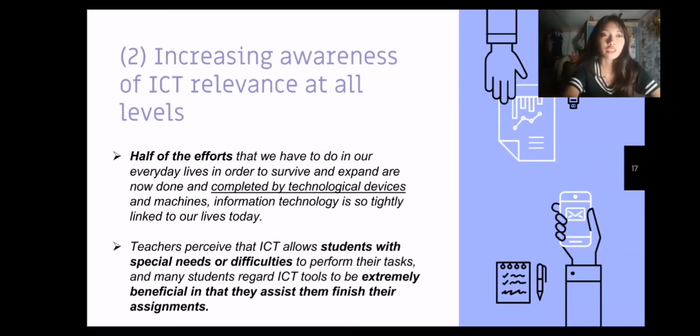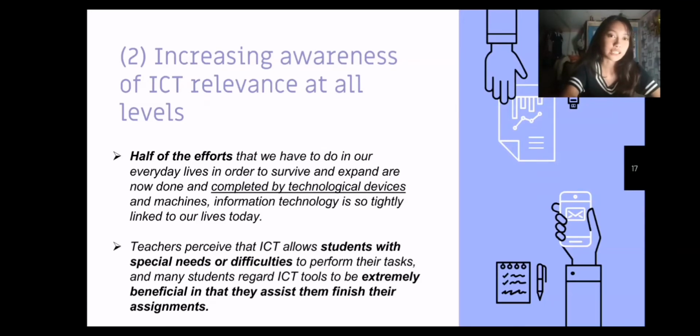Half of the effort, as we all know, half of our efforts that we do in our daily lives in order to survive are completely done by technological devices. What are the technological devices? Cell phones, laptops, computers, and machines. Information technology is tightly linked in our daily lives.